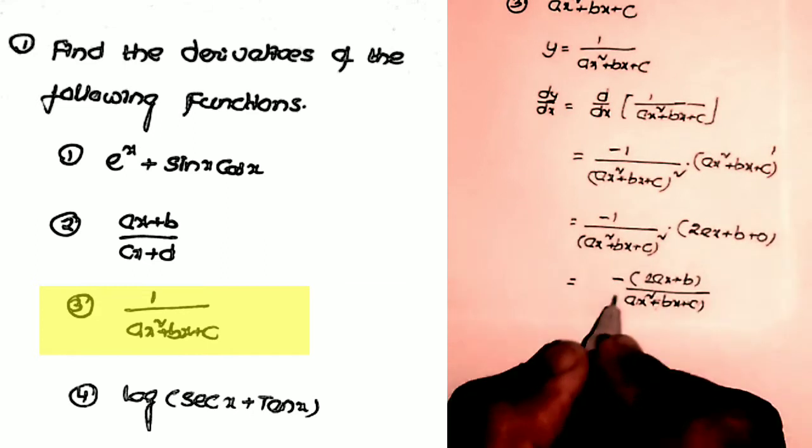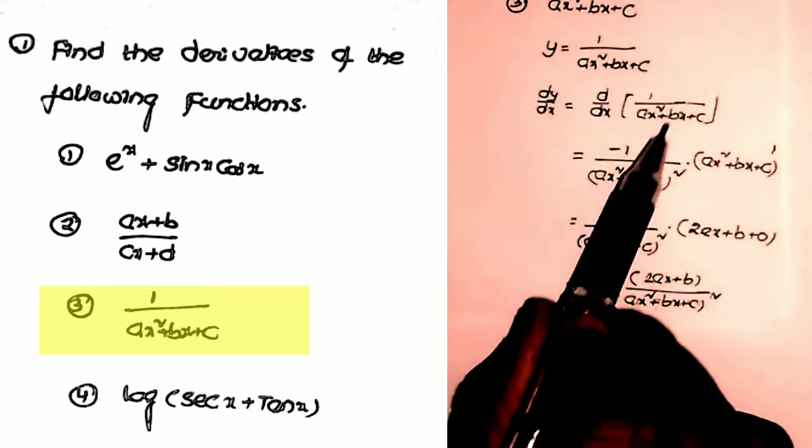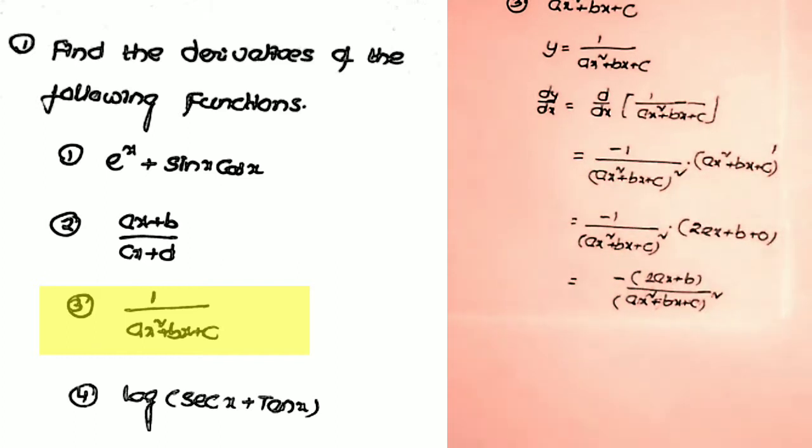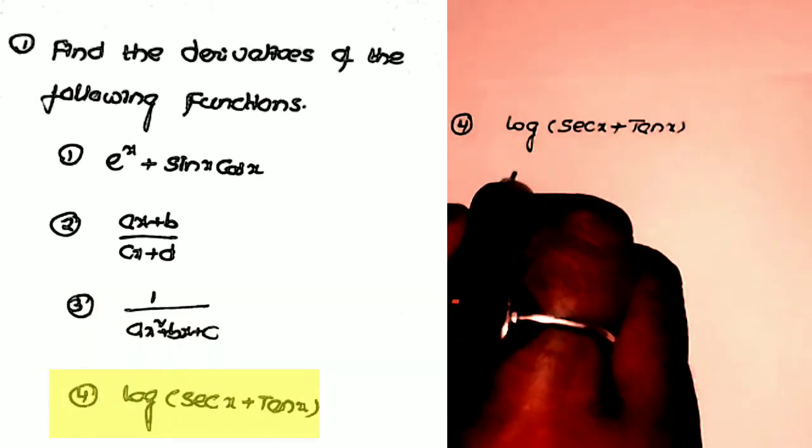That's all. Very easy question. This is in the form of 1 by x, just applying the formula of 1 by x to find the answer. That's all. Next problem, log of secant x plus tan x.